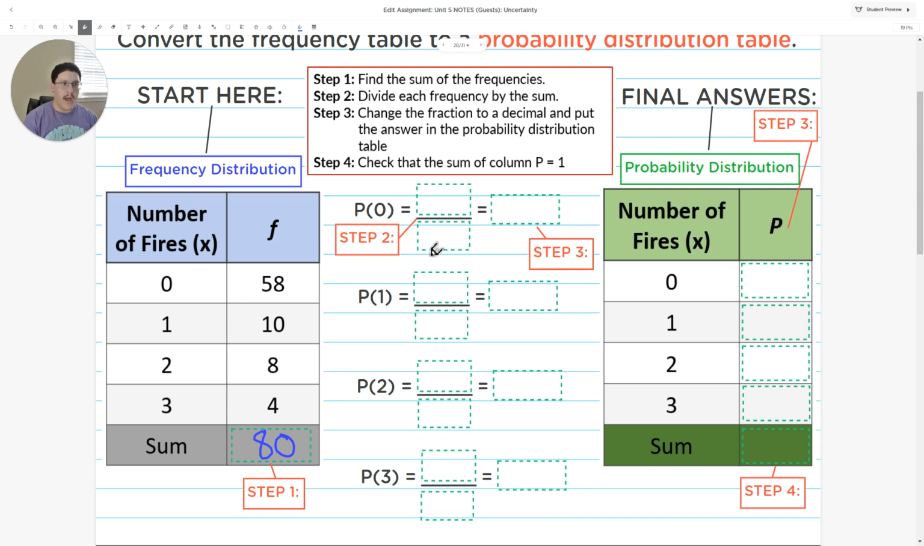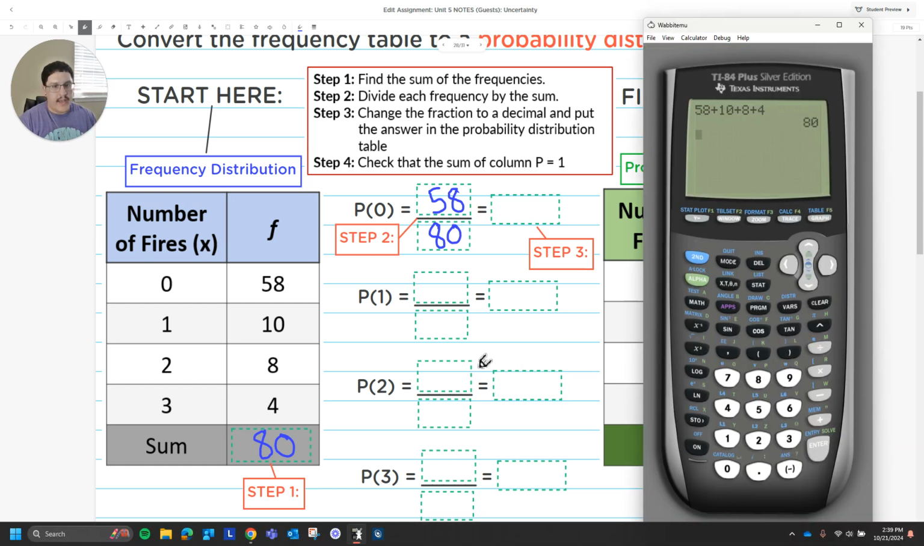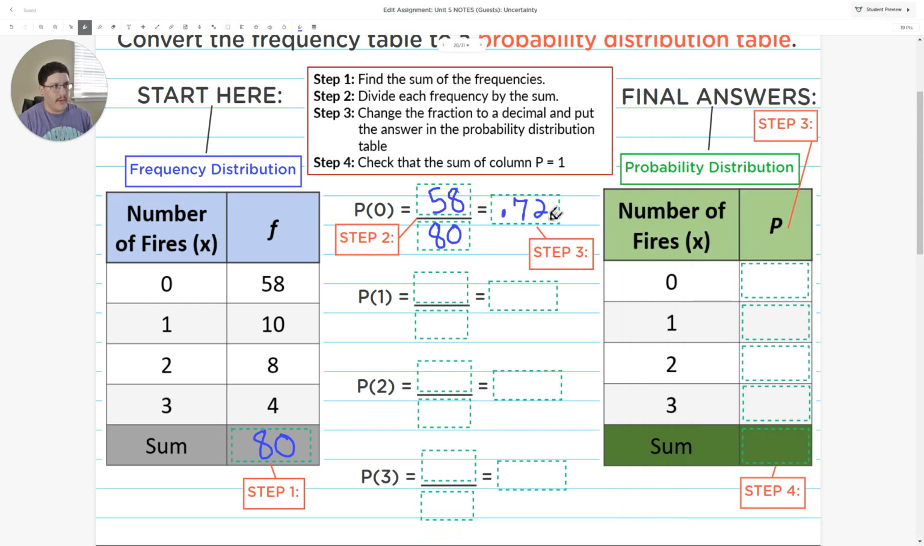Now, I want the probabilities. So I'm going to divide each one by the total frequency to get their probabilities. Well, what's the probability of having 0 fires? For this data, 58 days were without any fires out of the 80 days that they worked. So, what is 58 divided by 80 as a decimal? 0.725. So that is the probability in decimal form, 0.725.